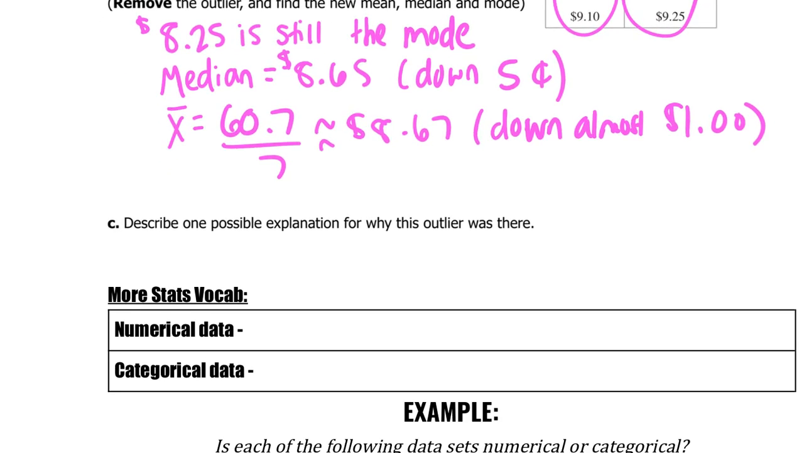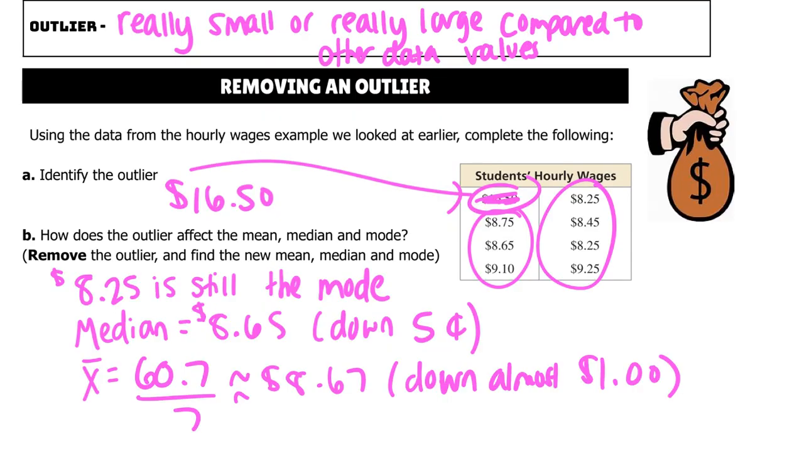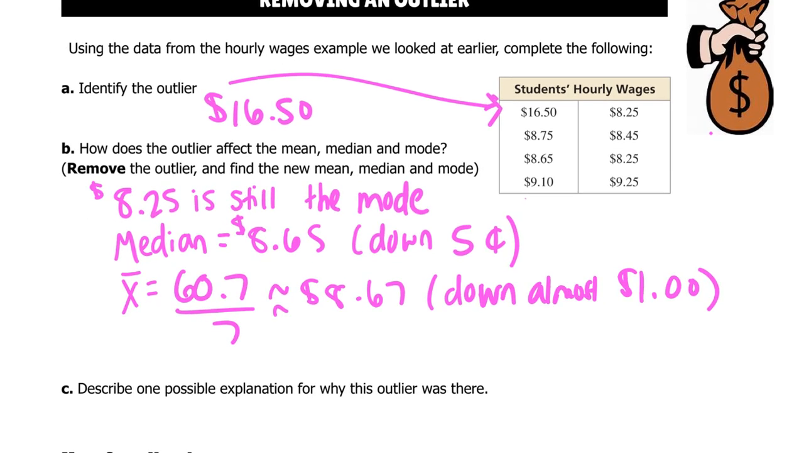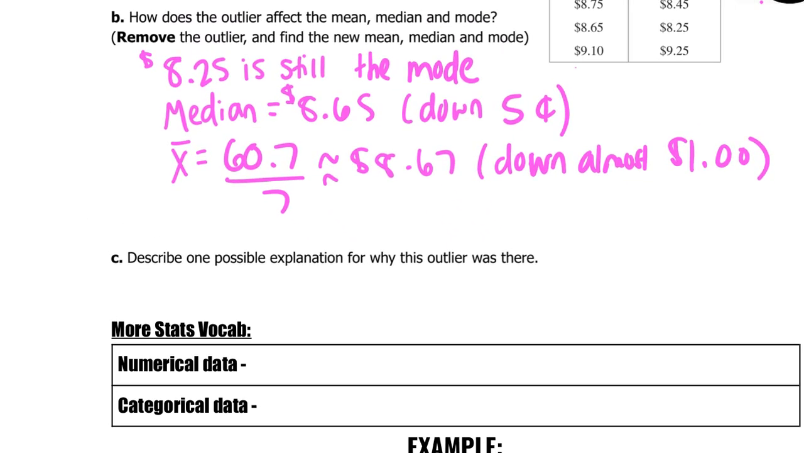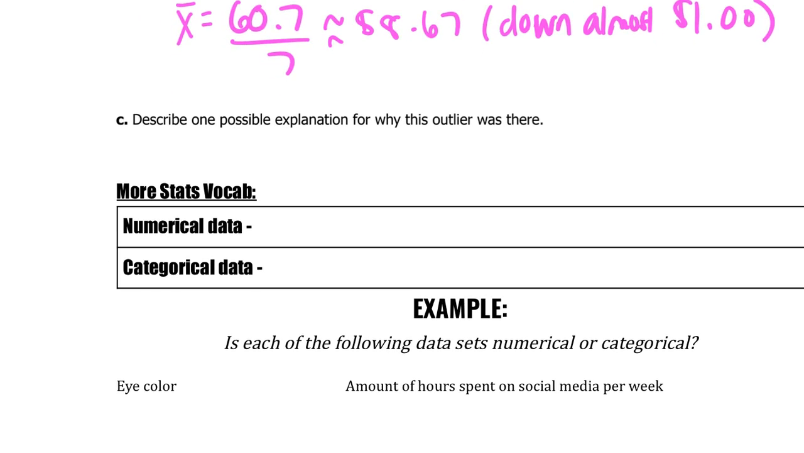So it says describe one possible explanation for why this outlier was there. In other words, why would all these numbers for the wages be small and then have one that's a lot larger? So we actually did the same thing in my algebra classes a few months ago, but because I'm not in the room with you, I don't know what you're thinking, but most of them said that that person is probably like a supervisor of the other people, which is accurate. So that's probably a supervisor wage or someone who's in charge or a manager.